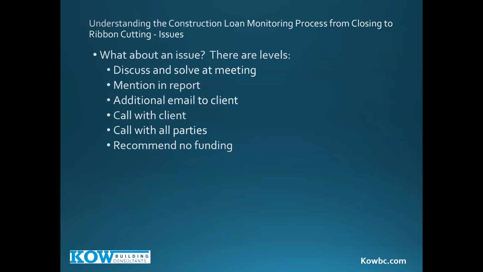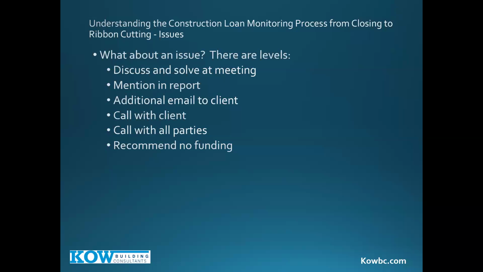What do we do if there's an issue? Well, there are levels to that. The best case scenario is we discuss it and it's solved at the meeting. We have one contractor, we've done a number of projects with him in New York City, and he would always have a couple of workers following us on an inspection. If someone pointed out something that was a quick fix, by the time you turned around and came back down that corridor, that unit, it was already fixed. We like those problems. Those are the best. They're solved immediately. We can also mention it in a report.